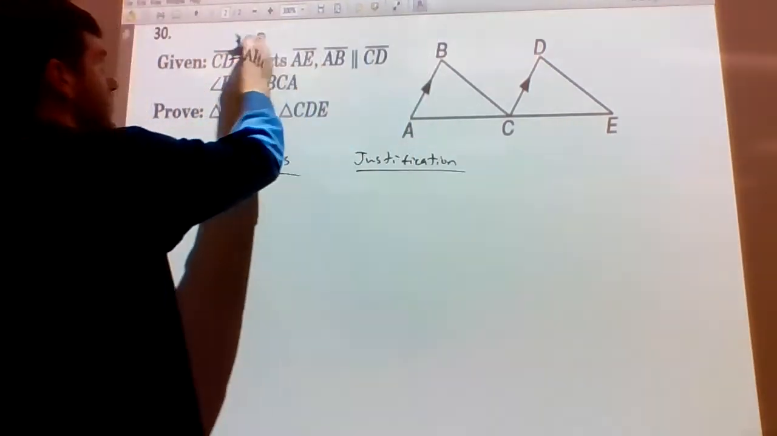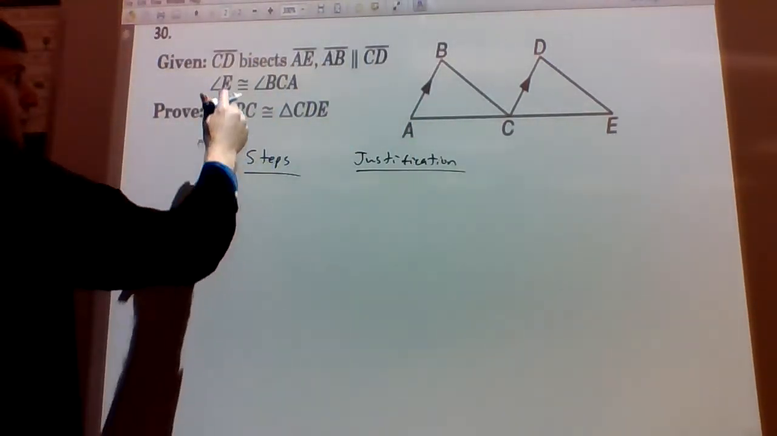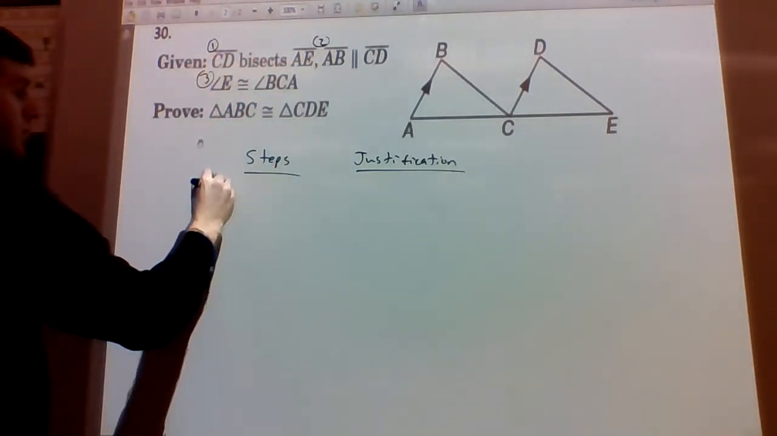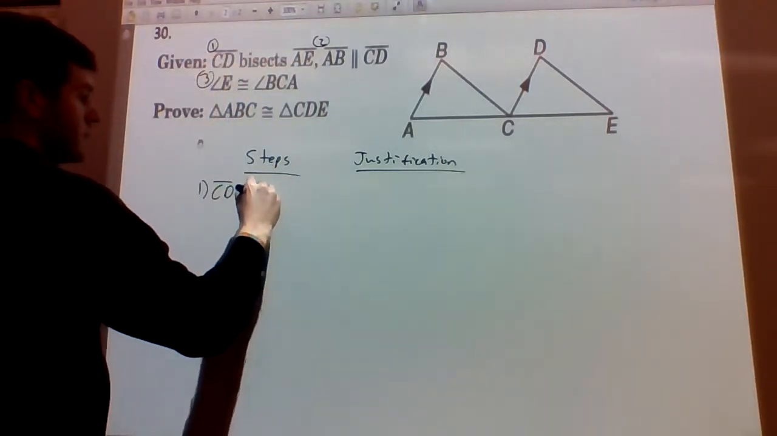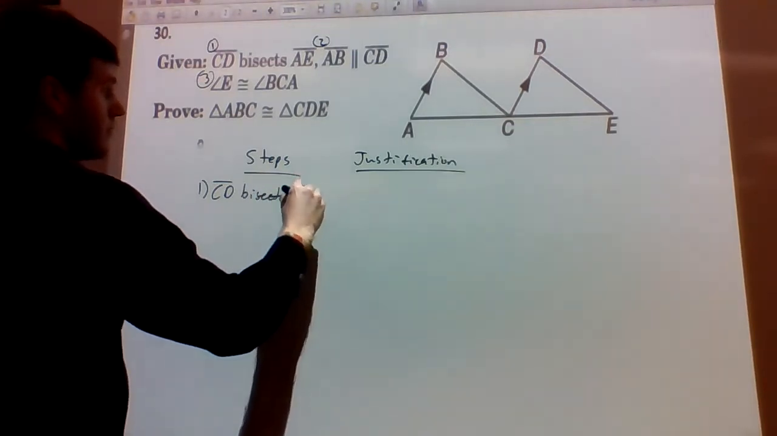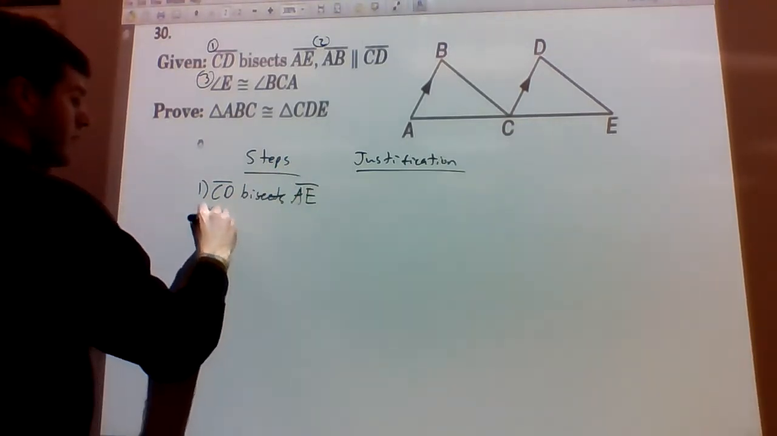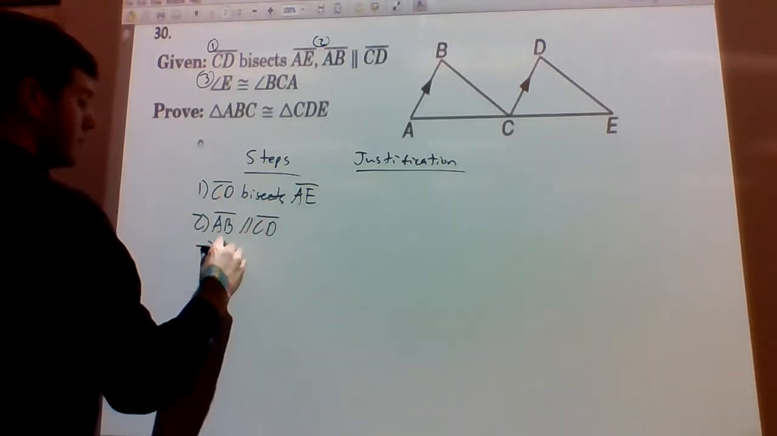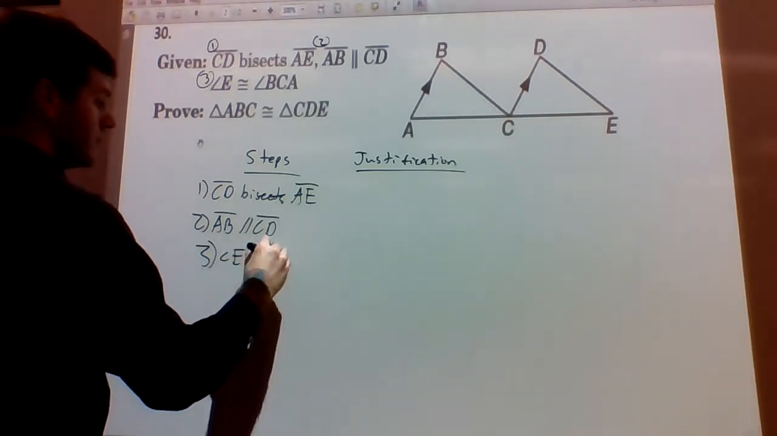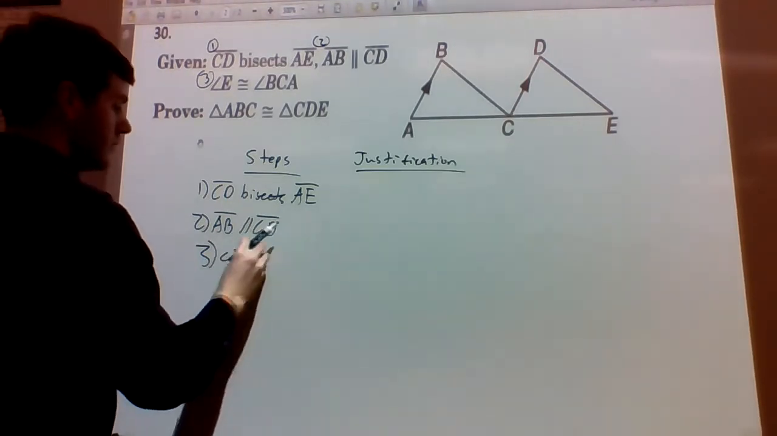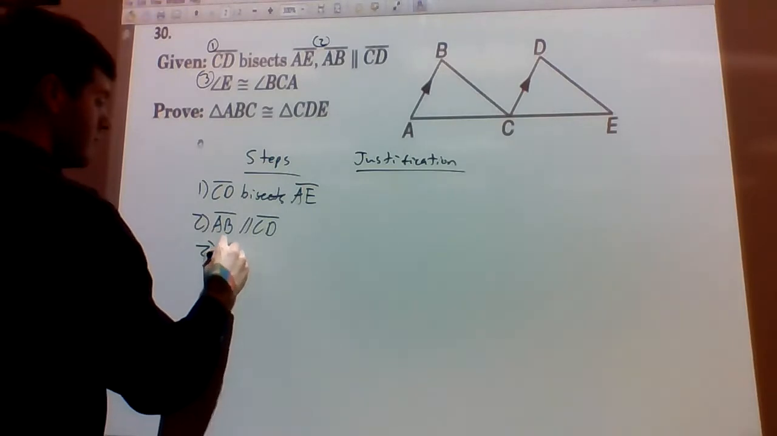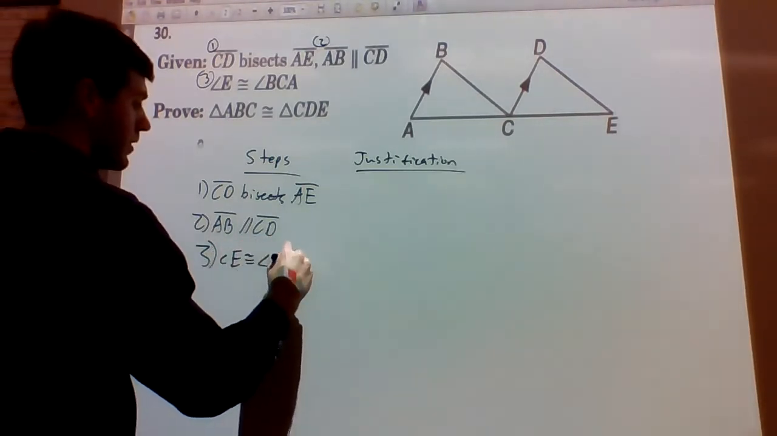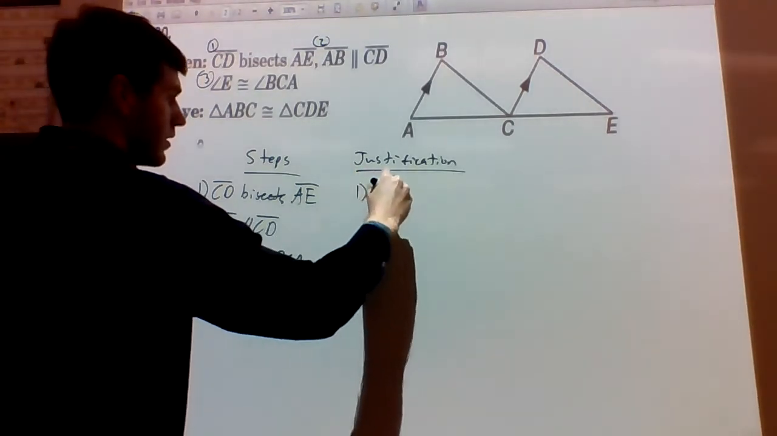So write our givens, step 1, write our givens. We again have, well, we have 3 givens now. 1, 2, 3. So CD bisects AE. Okay, we have AB parallel to CD. And then we have angle E is congruent to angle BCA. Given.